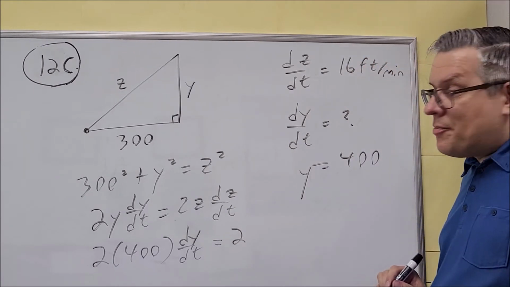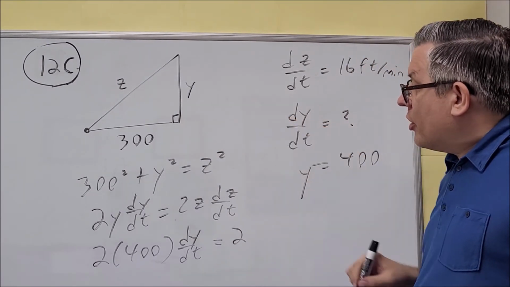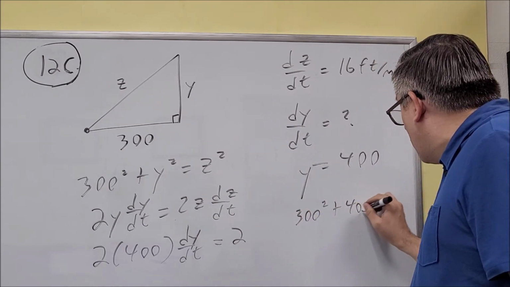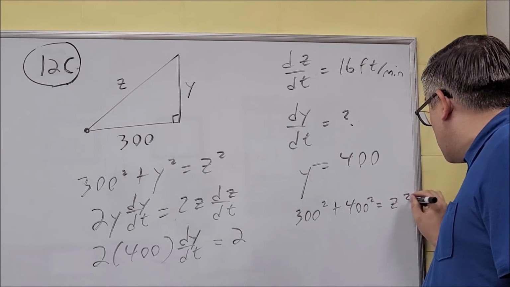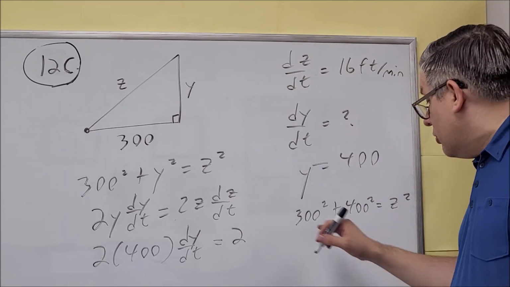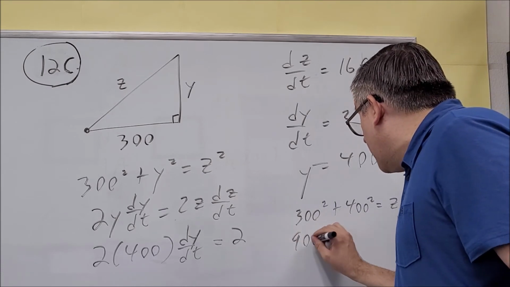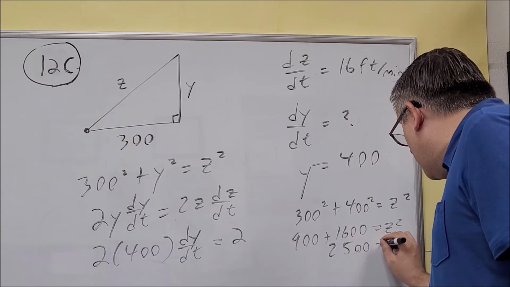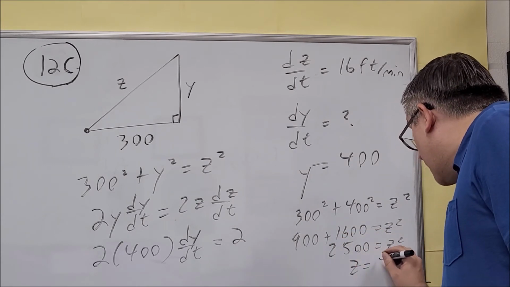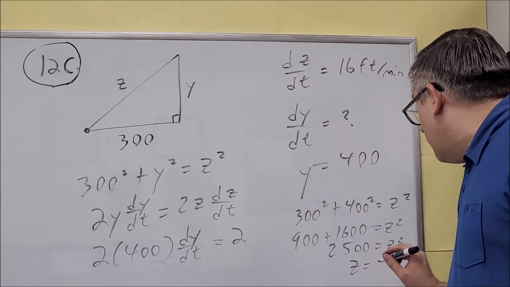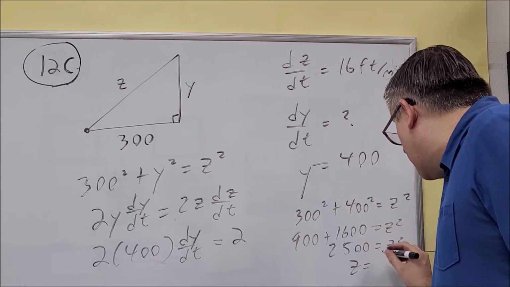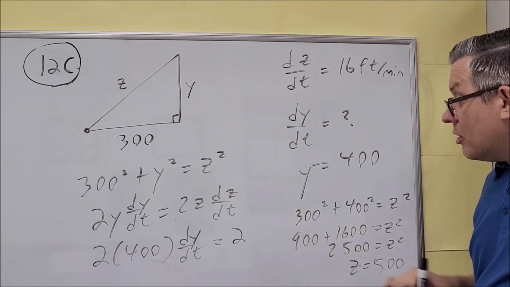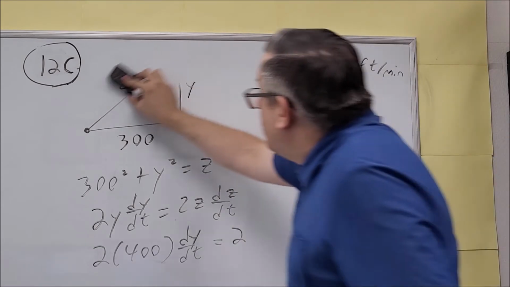Now we have to find out the z. You can do that by using this formula here. If we do that off to the side, we have 300 squared plus 400 squared equals z squared. If you work through all this, you get 900 plus 1600 equals z squared, 2500 equals z squared, and then taking the square root of that, you're going to get 500 as a result. So z is equal to 500. That's what you can put in right here. Let me move this up here so we have some more space.